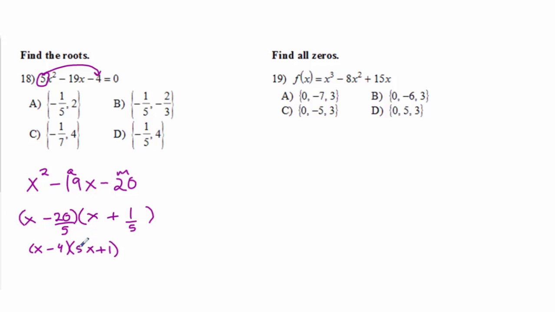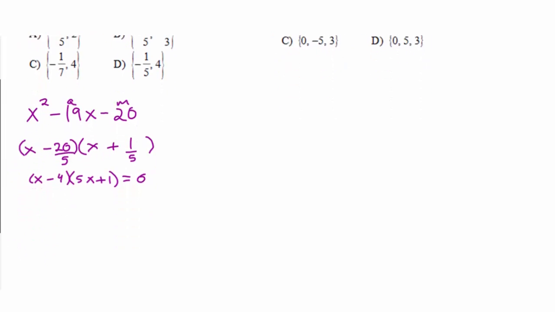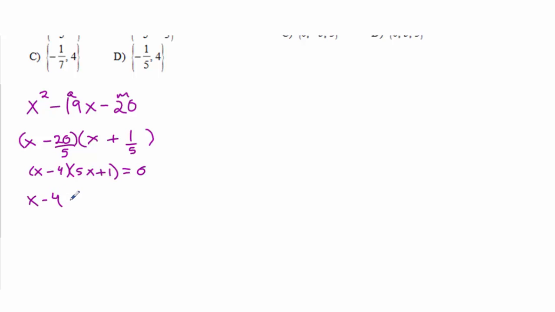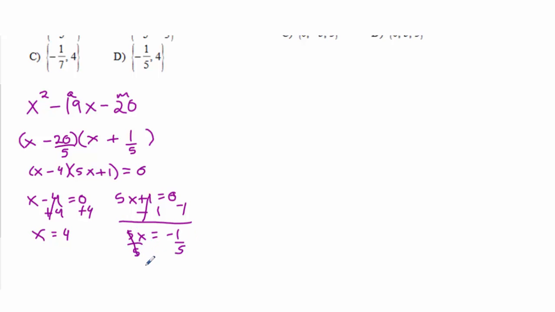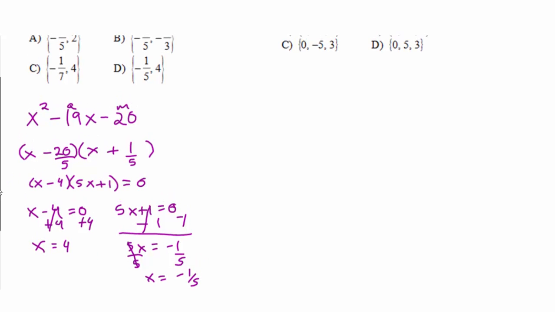So now I set each part equal to 0 to finish solving. So x minus 4 equals 0, and 5x plus 1 equals 0. Add the 4 to both sides on this one, and you get x equals 4. Subtract 1, so I get 5x equals negative 1. Divide both sides by 5. x equals negative 1/5. Then I go up to my multiple choice and say, which of those is the answer? 4 and negative 1/5, so D.